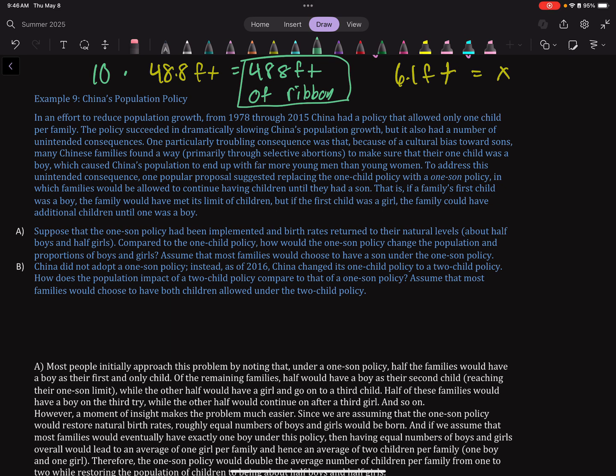A. Suppose that a one son policy has been implemented and birth rates returned to their natural levels, about half boys, half girls. Compared to the one child policy, how would the one son policy change the population and proportions of boys and girls? Assume that most families would choose to have a son under the one son policy. And B. China did not adopt a one son policy. Instead, as of 2016, China changed its one child policy to a two child policy. How does the population impact of a two child policy compare to that of a one son policy? Assume that most families would choose to have both children allowed under the two child policy.